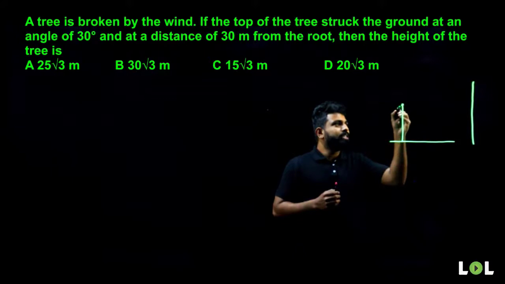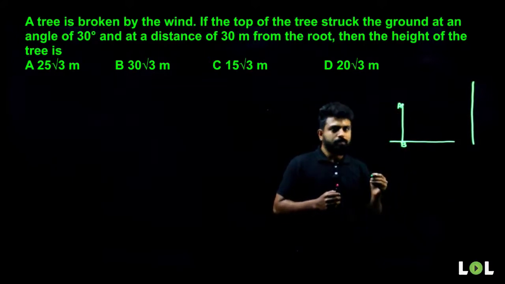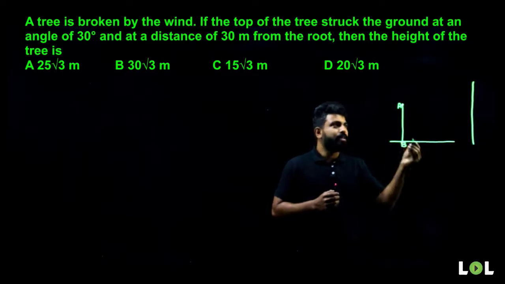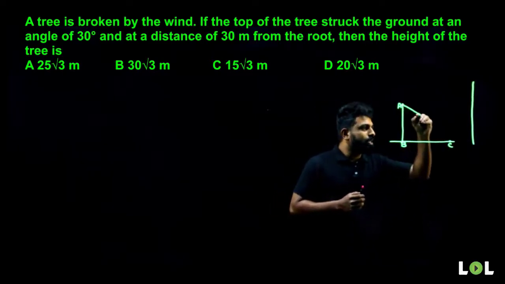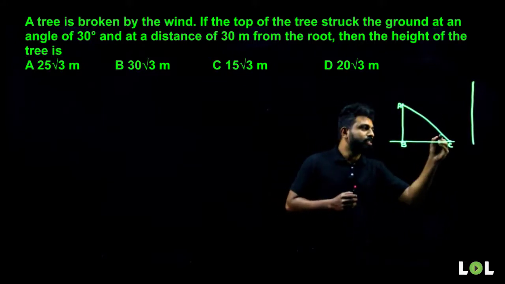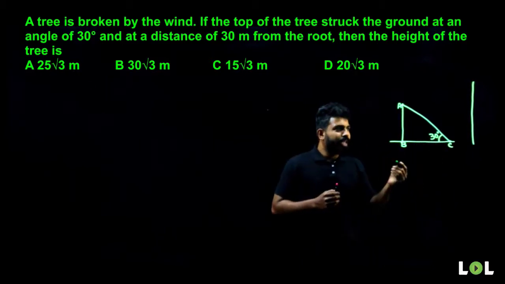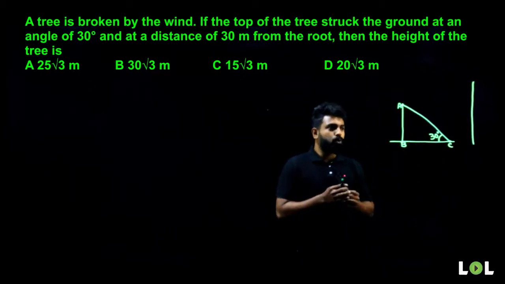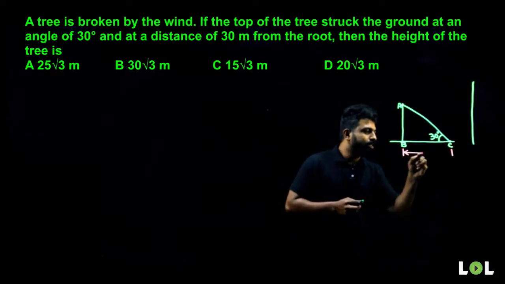I'll consider this point as A, this point as B. Now it is touching the ground at 30 meters, so I'll take this point C where the tree touches the ground. They're telling us it is making an angle of 30 degrees, so this angle here is 30 degrees. Now what else are they telling? It is 30 meters from the root, meaning B to C. This distance here is 30 meters.